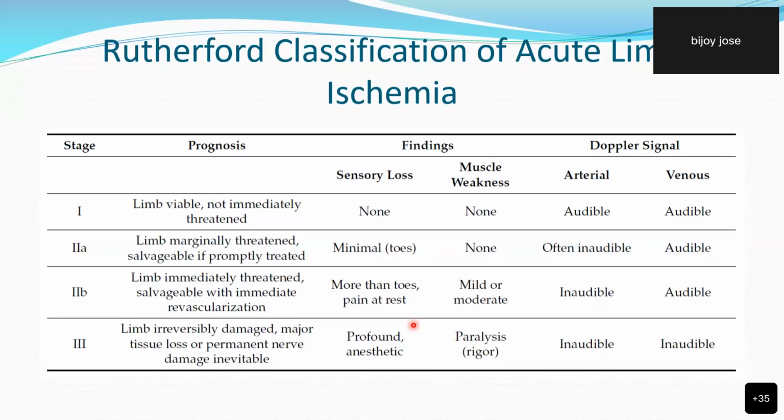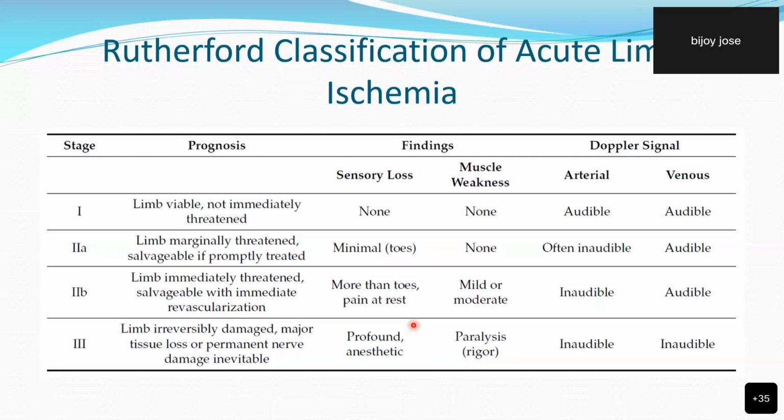Findings in category 2A: there is minimal sensory loss, but no motor weakness. The arterial Doppler signal is often inaudible. We may or may not get the arterial signal, but the venous signal is always audible. In category 2B, the limb is immediately threatened, salvageable with immediate revascularization, so we don't have much time to lose. Most patients present with sensory and motor weakness with no arterial signal, but the venous signal is still audible. In category 3, the limb is irreversibly damaged, with major tissue loss or permanent nerve damage already occurred.